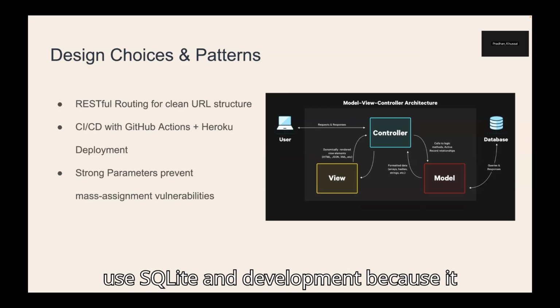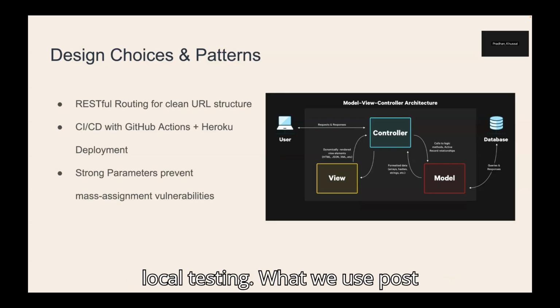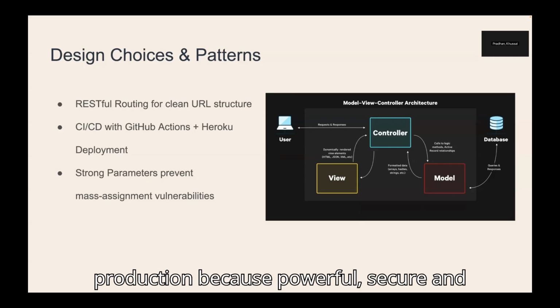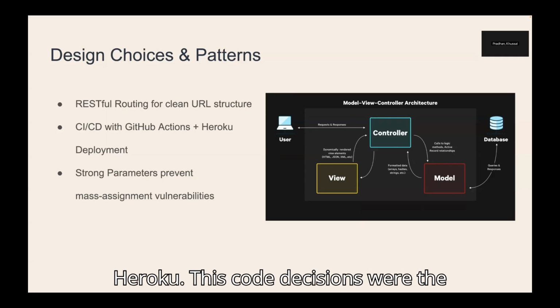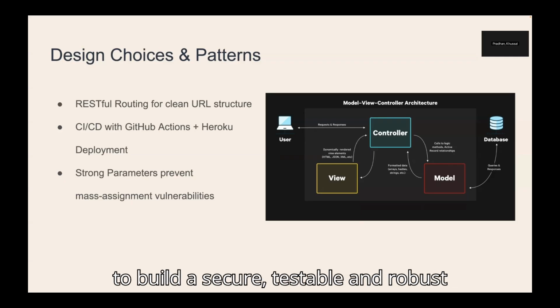We use SQLite in development because it requires zero setup, making it fast for local testing. But we use PostgreSQL in production because it's powerful, secure, and the standard for scalable applications on Heroku. These core decisions were the foundation of our project and allowed us to build a secure, testable, and robust application.